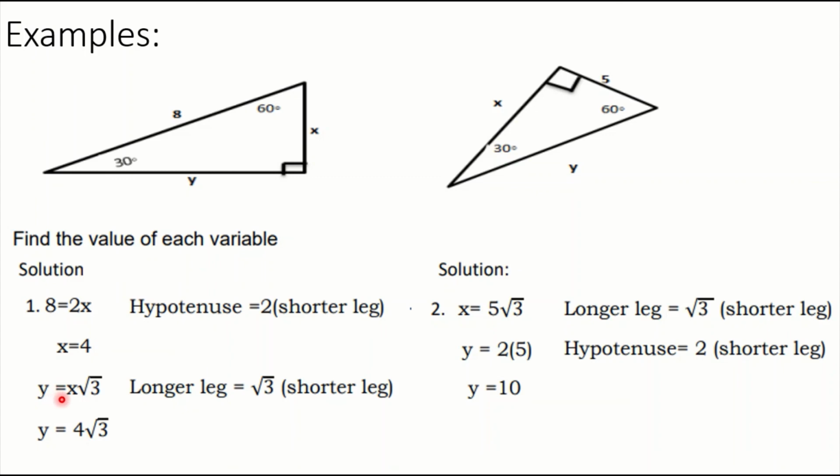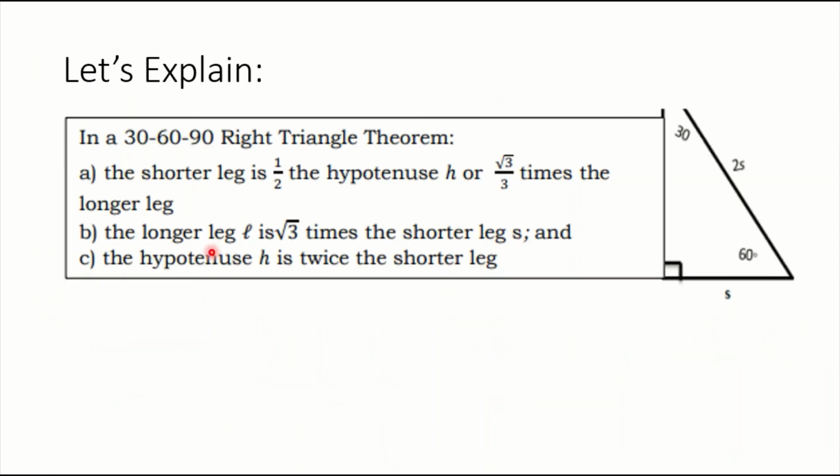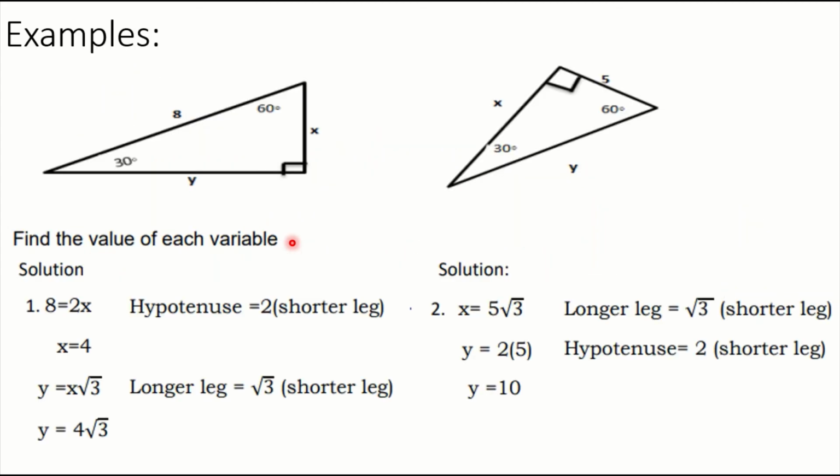So y is equal to x square root of 3. Kasi, yun yung sabing formula kanina. The longer leg is square root of 3 times the shorter leg. So if your shorter leg is x, so this will become y is equal to x square root of 3. So since we know that the value of x is 4, you can write that on the given. So y is equal to 4 square root of 3.